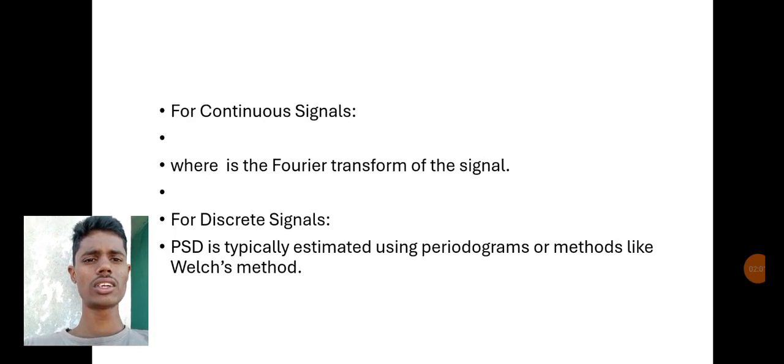For a continuous signal, the power spectrum density is computed from the Fourier transform of the signal. For a discrete signal, power spectrum density is typically estimated using periodograms or methods like Welch's method.